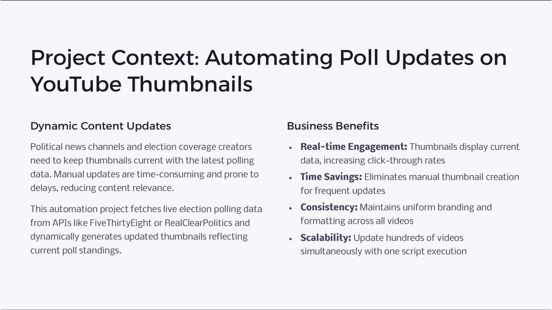Automating poll updates on YouTube thumbnails enhances political news channels by fetching live data from application programming interfaces like 538. This ensures real-time engagement, boosts click-through rates, and saves time by eliminating manual updates. It maintains consistent branding and scales efficiently, updating hundreds of videos simultaneously with a single script execution.